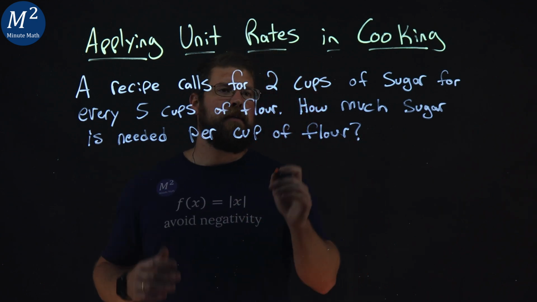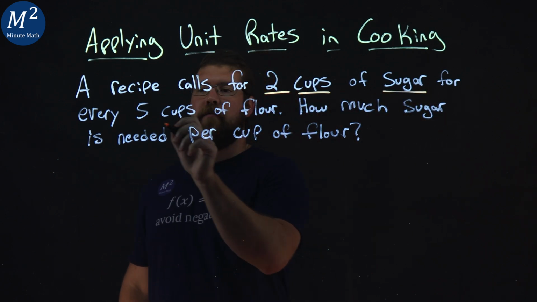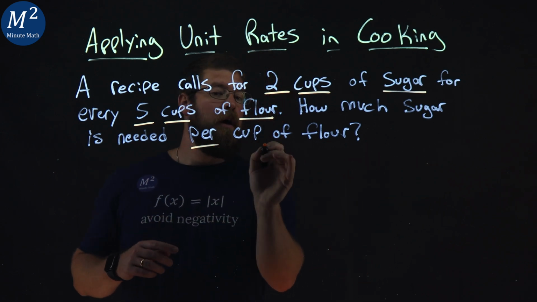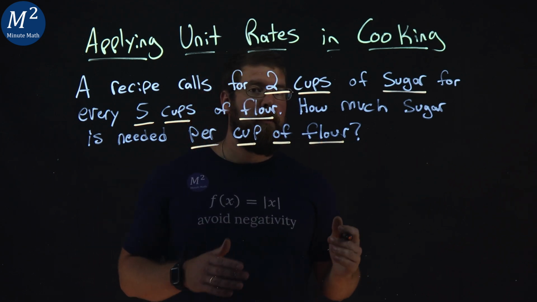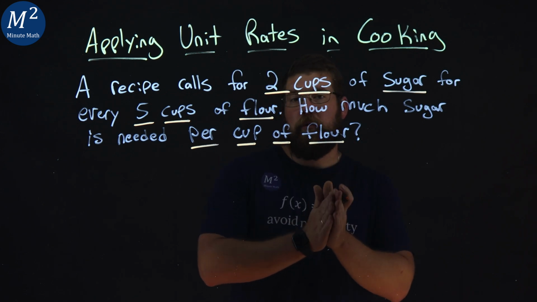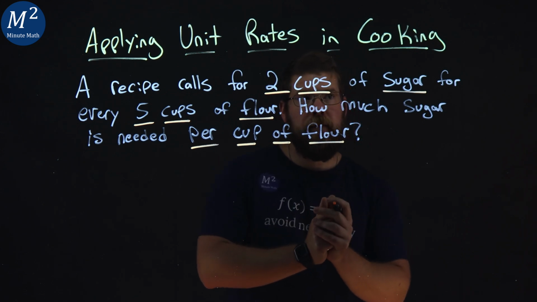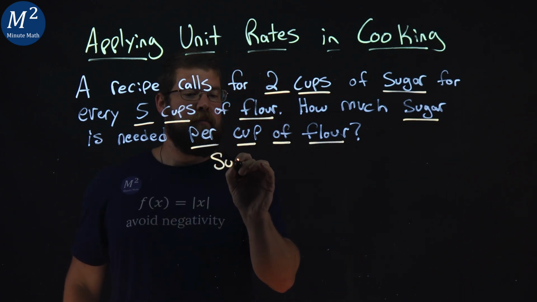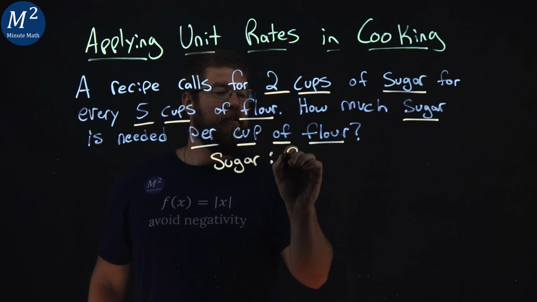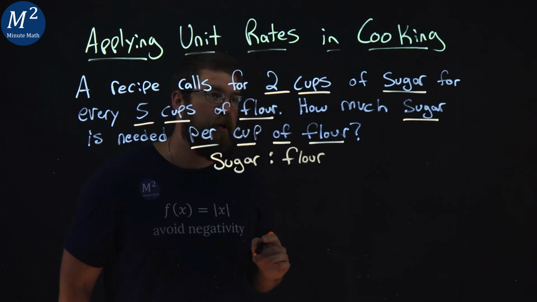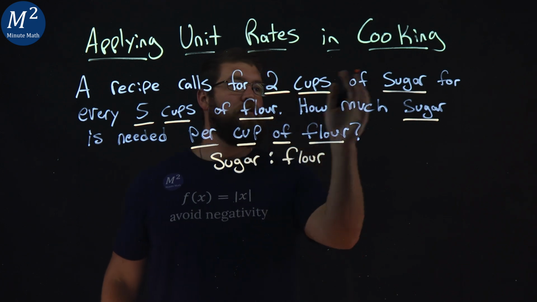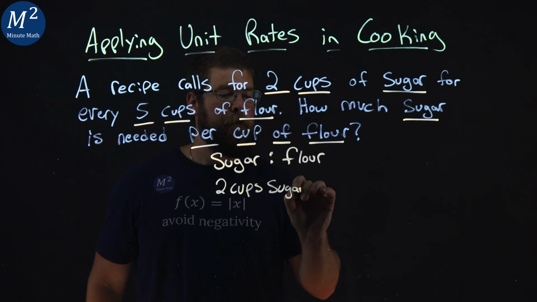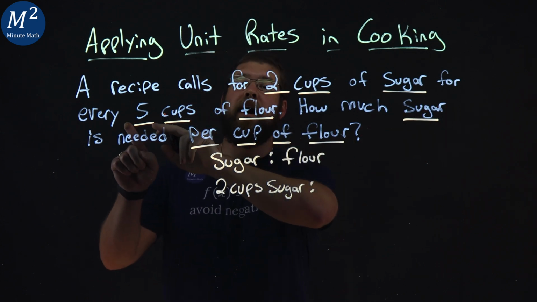So let's highlight our key parts here. We have 2 cups of sugar for every 5 cups of flour. How much sugar is needed per cup of flour? So our flour is going to be that unit rate part, the denominator here. So a ratio here that sugar per cup of flour, so we have a sugar to flour ratio. And they tell us in our example we have 2 cups of sugar for every 5 cups of flour.